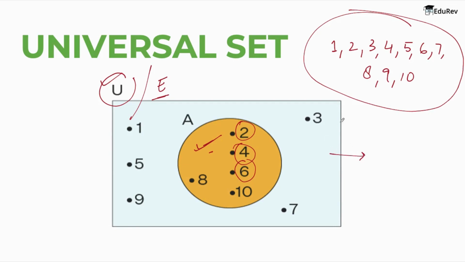As I have told you, all the numbers are enclosed within the rectangle. So for the universal set, we usually use what? Rectangle. So for your universal set, we will use a rectangle. Now, A is what here? A is the set of even numbers from 1 to 10, which is a subset of the universal set U, and it is placed inside your rectangle.